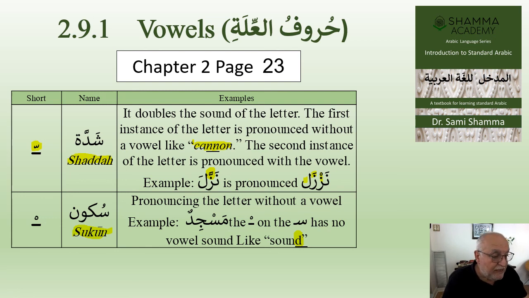And that's what the little circle above the letter does, like in this word masjid. Mas, this is a ma, this is a silent, and this is an E. Masjid.